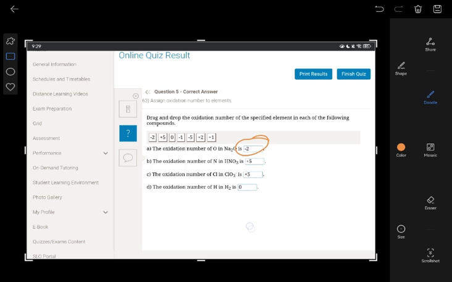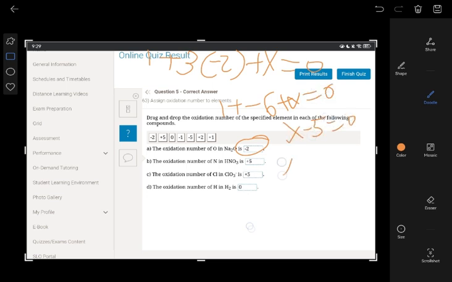Oxidation number of N in this one, so H is going to be +1 because it's not in a metal, so it's +1. So you have 1 plus, and then O is going to be -2, so 3 times -2 plus x equals 0. 1 plus -6 plus x equals 0. X minus 5 equals 0. X equals 5.